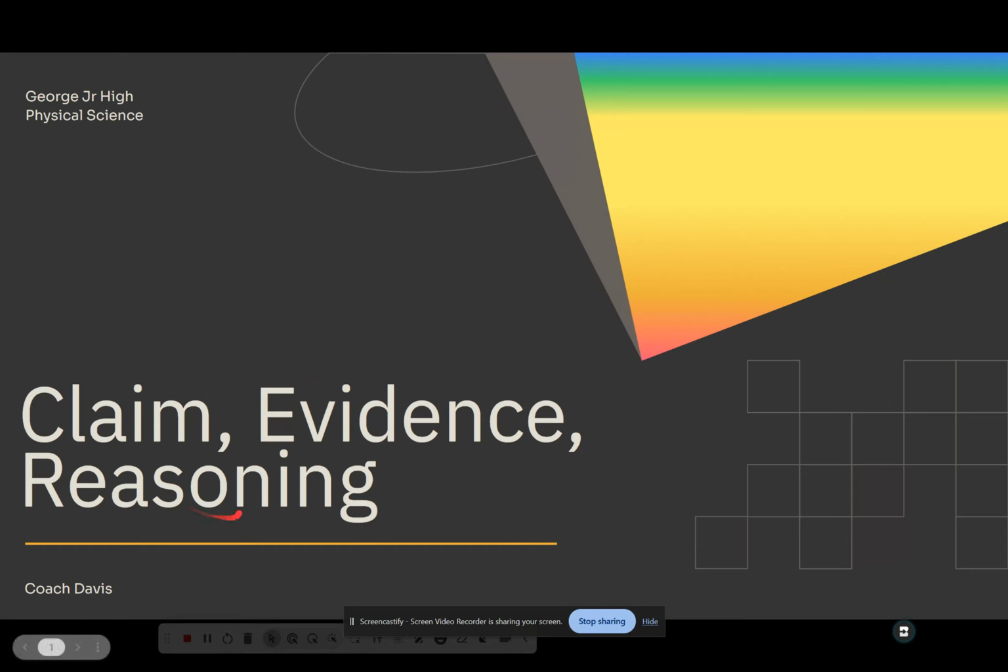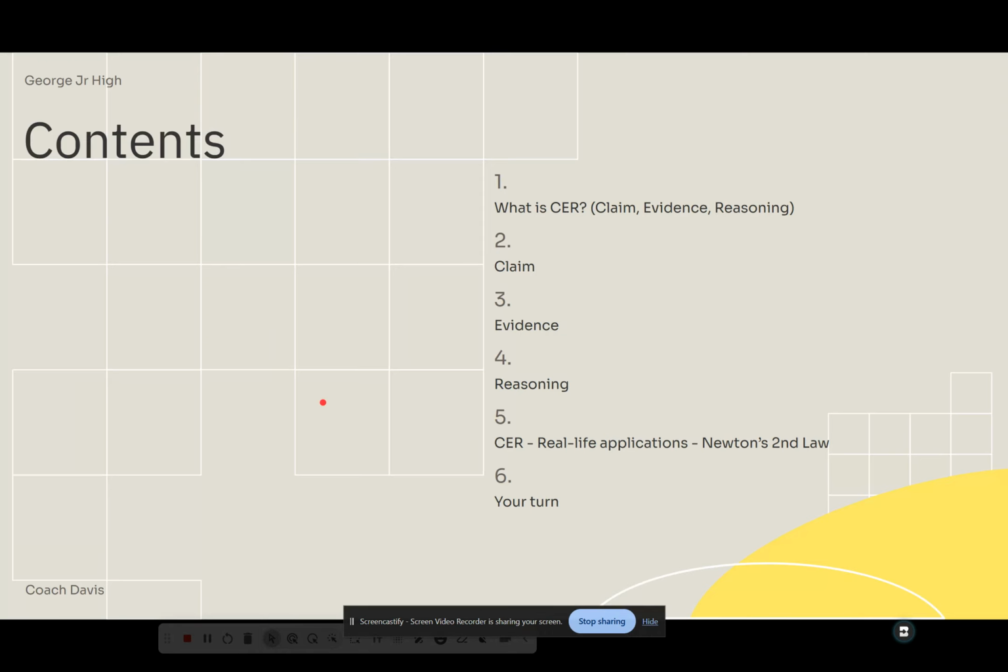Claim, evidence, reasoning. That's what we're focusing on this week with Newton's second law. Before we get started, we're going to be talking about what CER is, what a claim is, what evidence is, what reasoning is, how we use CER with some real life applications and Newton's second law, and then it'll be your turn. We are talking about writing today, so as I'm going through this presentation, you should be taking some mental notes because you are going to be responsible for writing at the end of this presentation.